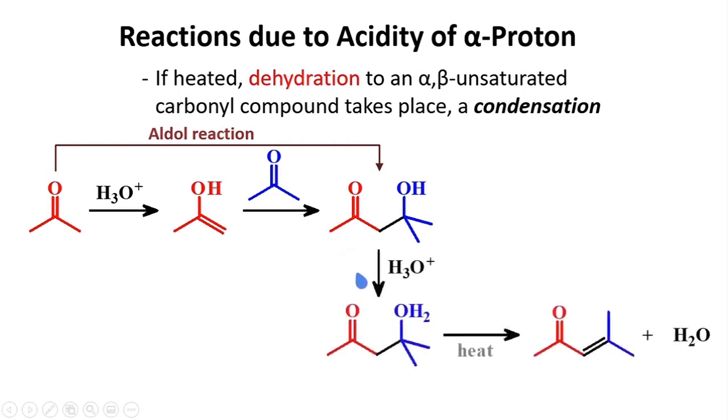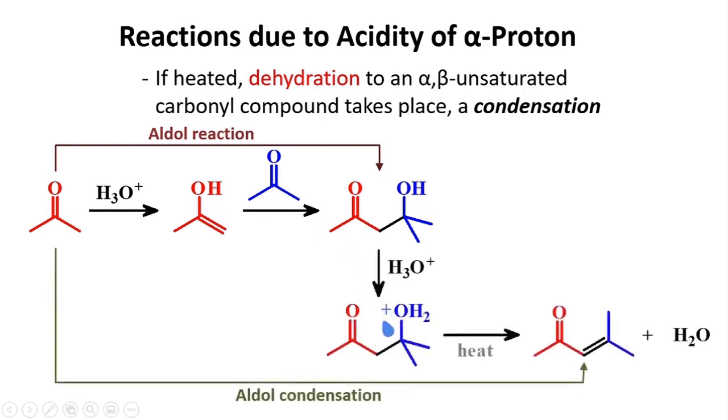If you heat it further, in the presence of an acid, this OH will be protonated. Now you have a good leaving group and an elimination will occur very easily. This is an alpha-beta unsaturated compound, the alpha carbon and the beta carbon. And once the water is removed, we have here a condensation. The reaction is called aldol condensation.